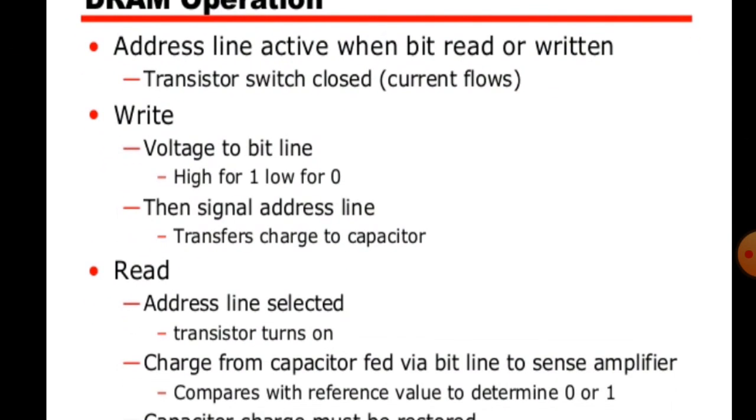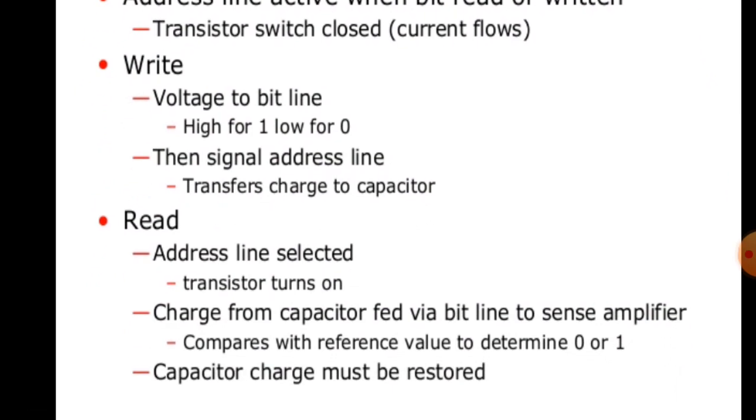The address line is active when a bit is read or written. The transistor switch is closed and current flows. For write, voltage is applied to the bit line, high for 1, low for 0. Then the signal on the address line transfers charge to the capacitor. For read, the address line is selected, the transistor turns on, and charge from the capacitor is fed via the bit line to the sense amplifier. It compares with a reference value to determine 0 or 1. The capacitor charge must be restored.